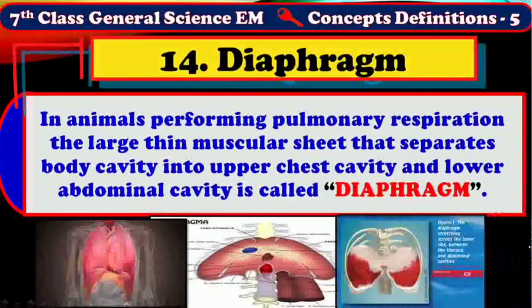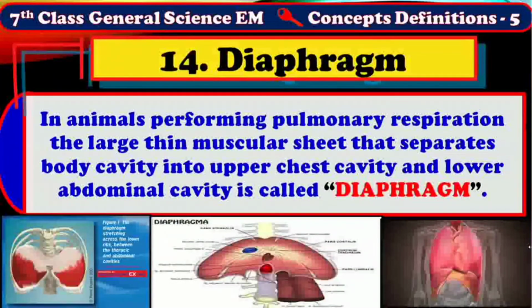Diaphragm. In animals performing pulmonary respiration, the large thin muscular sheet that separates the body cavity into upper chest cavity or thoracic cavity and lower abdominal cavity is called diaphragm. Along with ribs, this diaphragm plays a key role in respiratory movements. In case of male human beings, the diaphragm plays a bigger role than the ribs in respiratory movements. It is a dome-shaped structure.